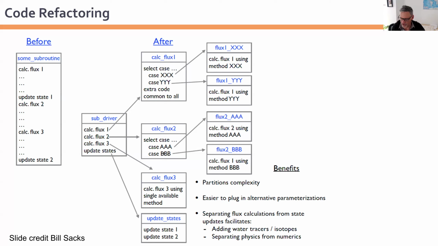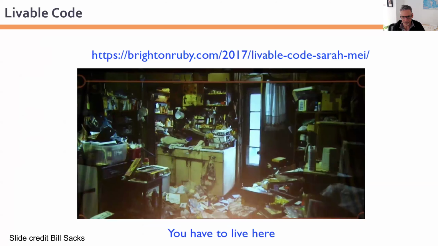And so the benefits of this code refactoring is it partitions the complexity. It's easier to plug in alternative parameterizations, including machine learning based parameterizations, and the separating of flux calculations from state updates allows other advanced things like separating the physics from the numerics, and adding things like water phase shifts and isotopes. So I think this code refactoring is an important feature, and hopefully groups around the world are working on similar kinds of activities to make cleaner code bases. It also reduces chances for introducing bugs.